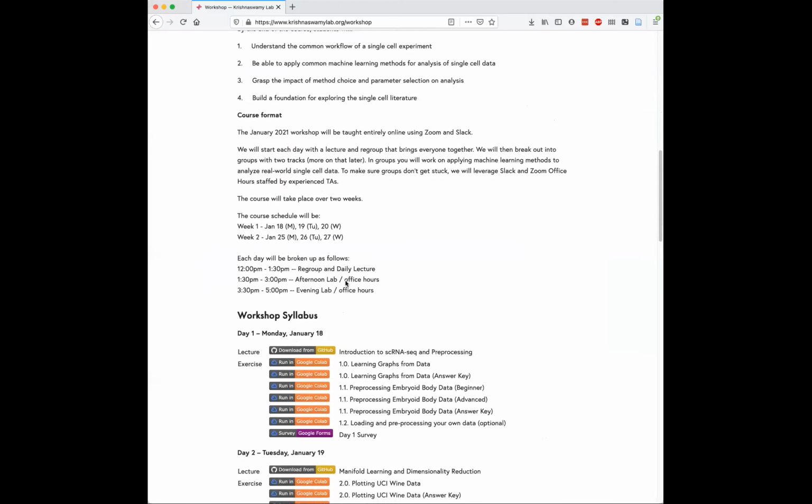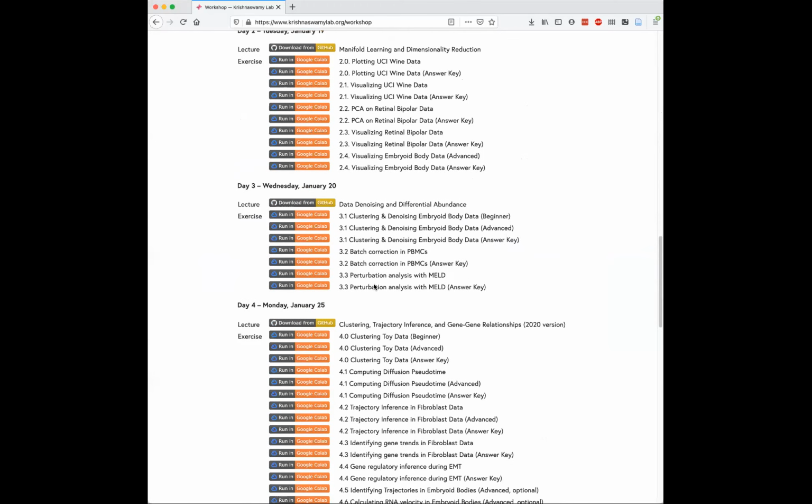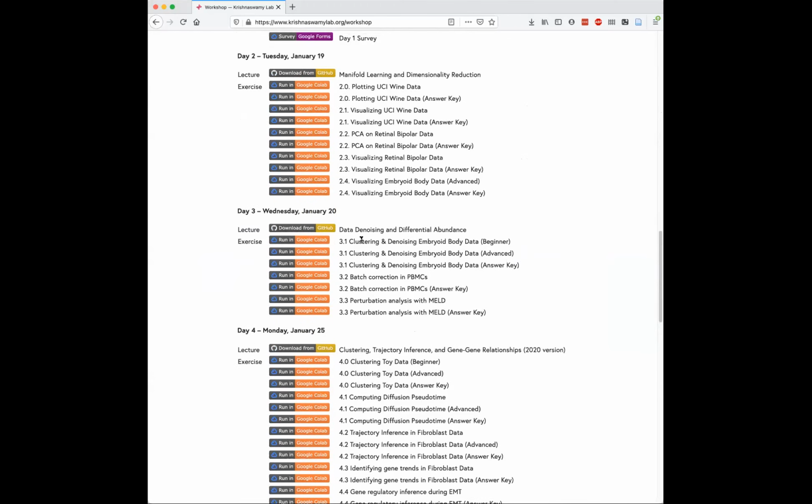But for today's data session, we have 3 different kinds of notebooks. The first one is clustering and denoising embryoid body data, which is broken up into two separate notebooks. I am aware that we have not yet covered clustering as a topic in the lectures for this workshop. They should be relatively self-contained, and you can actually see what we're going to be doing. If you have any questions, please don't hesitate to come out to the main session.